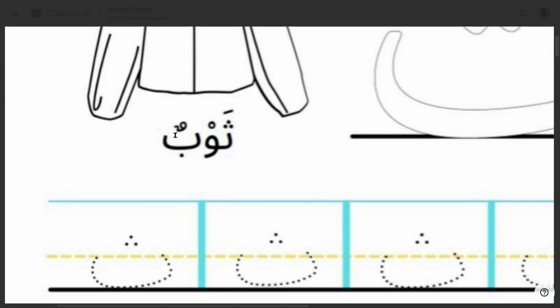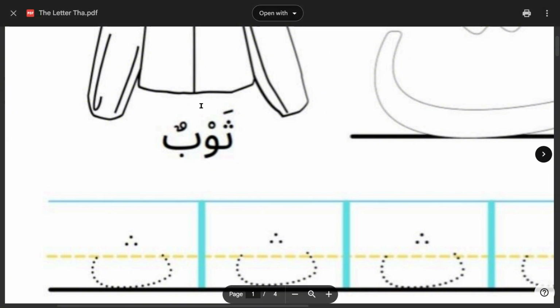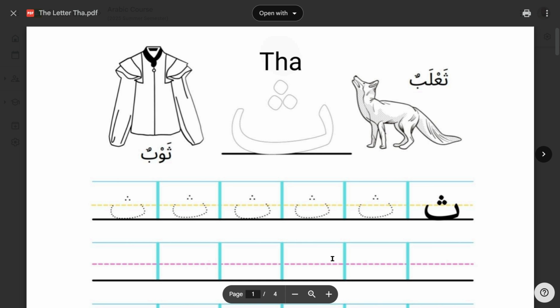So this is actually called a dammatain. And how you would read this 100% would be thawbun. Thawbun. So it's not a sukoon. The sukoon is actually right here. Okay. I can explain later why bun is added at the end, but I'll save that for later. I don't want to confuse anybody.